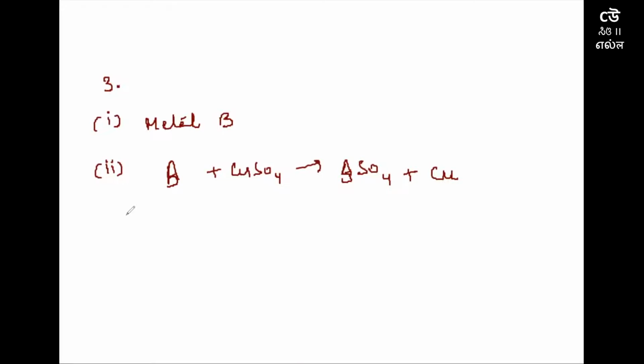Lastly, we have the third part that says arrange metals A, B, C, and D on the basis of their order of decreasing reactivity. So we'll say that out of these four metals, A, B, C, and D, metal B is highly reactive because it was displacing iron 2 sulfate solution. So your statement should be metal B is the most reactive one because it displaces iron from its salt solution.